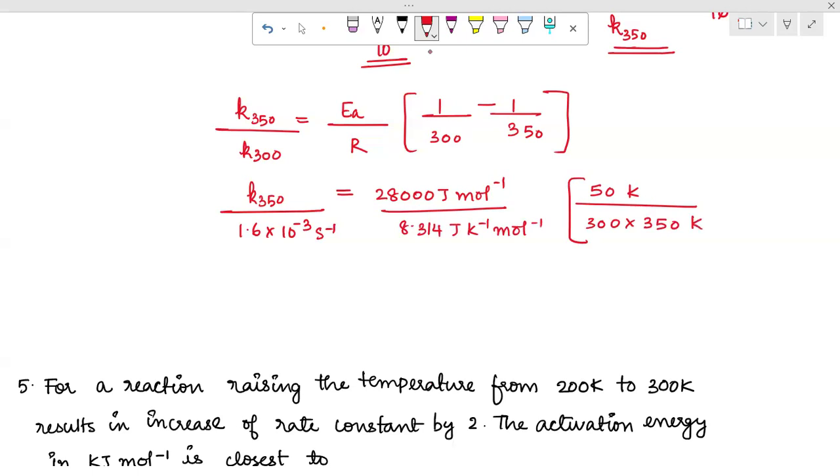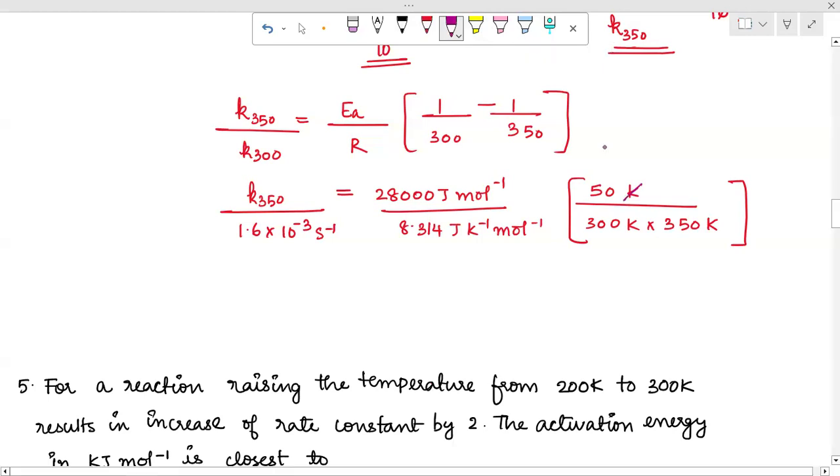So this is also Kelvin, this is also Kelvin. This is also in Kelvin. Always write the units to be on the safe side, please. So if we look at the units, Kelvin gets cancelled. Here there is Kelvin, here there is per Kelvin. Joules get cancelled. Per mole gets cancelled.